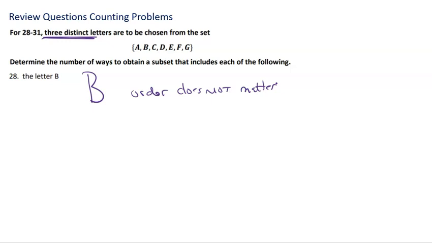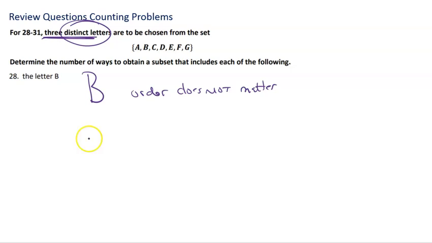Now, it says 3 distinct letters, right? Distinct is we're not reusing. That's what I should say. That's how I know it's subsets. It didn't say anything about subsets. I know it's subsets because it said 3 distinct letters. All right, now B is already one of them. We've already got B. That means we're picking 2 letters, right?